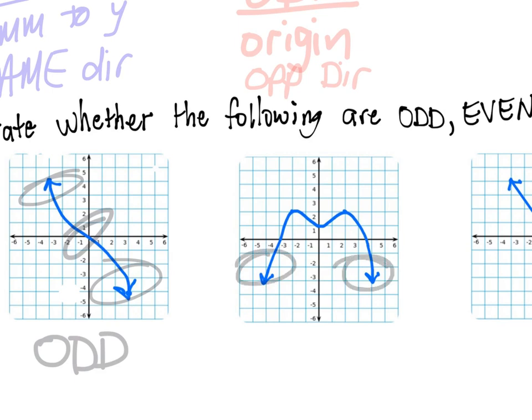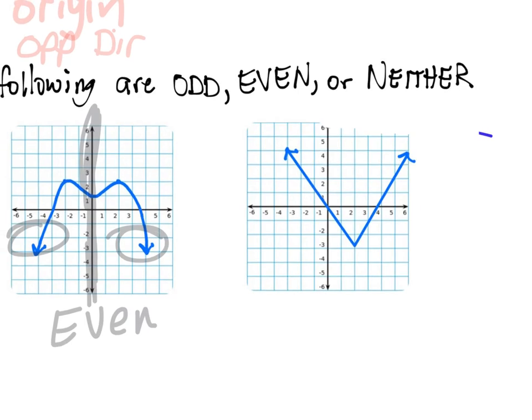Look at this. Look at the ends. What's going on in the ends? Same. So then it has to be what to the y-axis? Symmetric. Pretend I drew this absolutely perfectly. Is this symmetric to the y? Yeah, so it's what? Even. And then lastly, look at the ends. Same direction, but not symmetric, so it's neither.